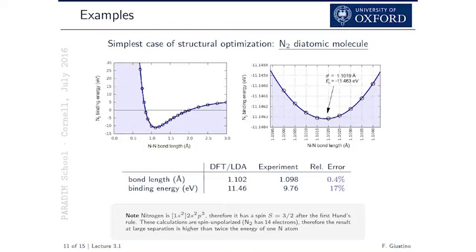I'm showing this because I want, again, to give you a comparison with the experiment. So this is DFT-LDA. The bond length is 1.102, and the experiment is 1.098, so the error is 0.4% in this case, okay? So that's very good, again. And if you look at the binding energy instead, DFT-LDA is 11.46, and the experiment is 9.76. So again, in this case, it may be 1.5 volts too large, which is about 17%.